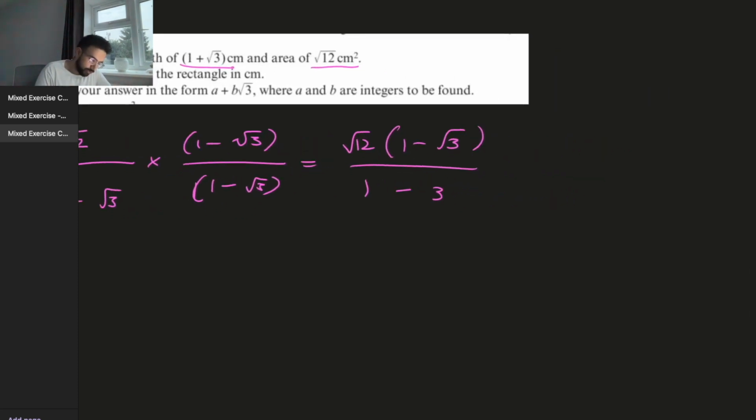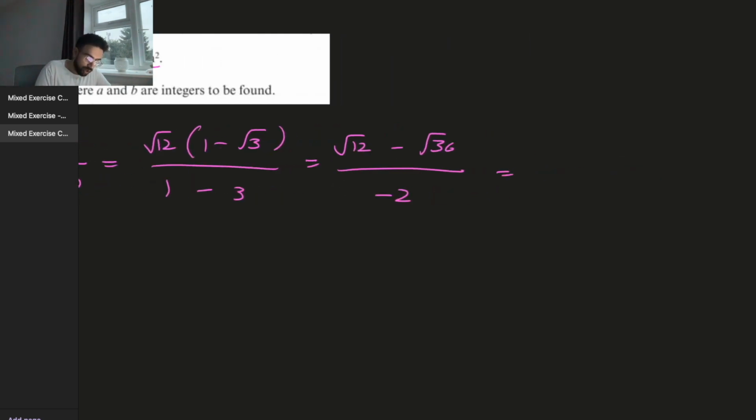Moving this along, we're going to get root 12 minus root 36 over minus 2. Now I know that root 36 goes to 6, and root 12 in its simplest terms, I'm going to separate a root 4 and a root 3, because taking out the square number and writing this as minus 6 and this is minus 2. So overall, my answer, well, let's see what we get. We're going to get 2 root 3 minus 6 over minus 2.